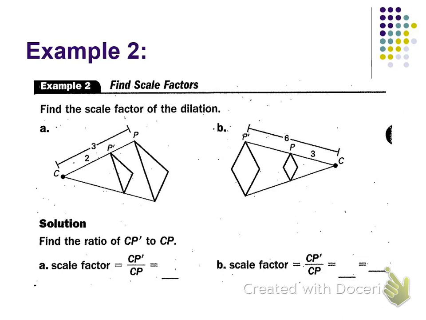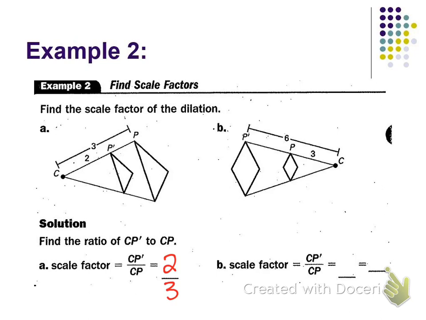So we are asked just to find the scale factor of the dilation. They kind of walk us through it a little bit down here. We need to find the ratio of CP prime to CP. So what is the distance from the center to P prime? 2. That goes on top over the distance from C to P, 3. That's all that we need to do in order to find the scale factor.